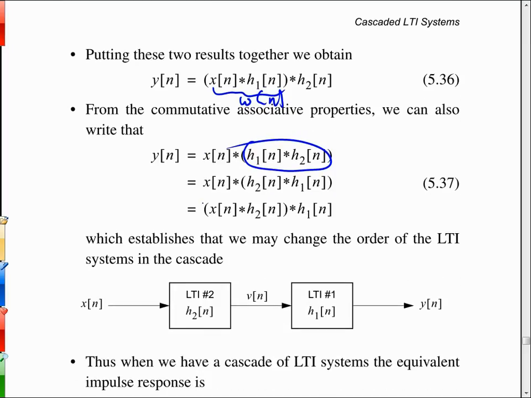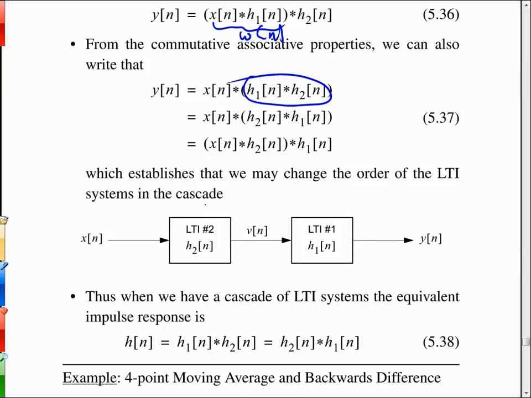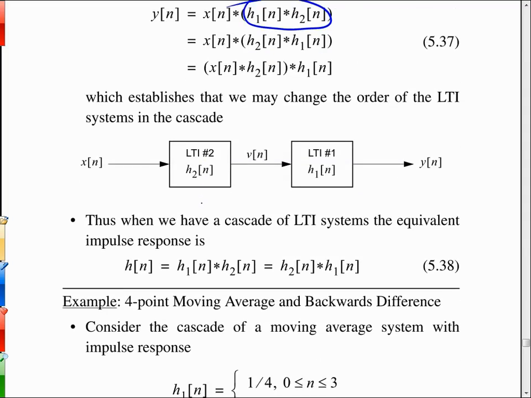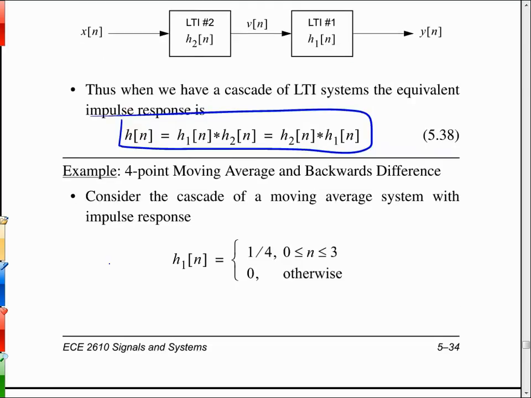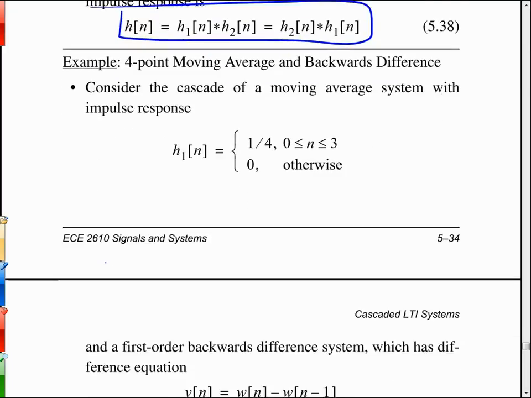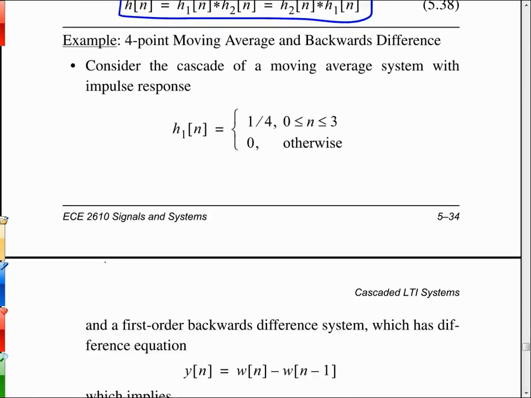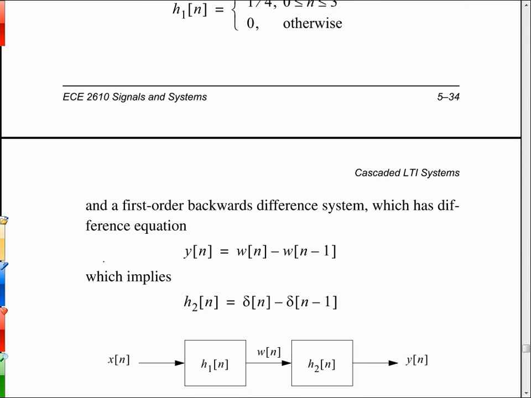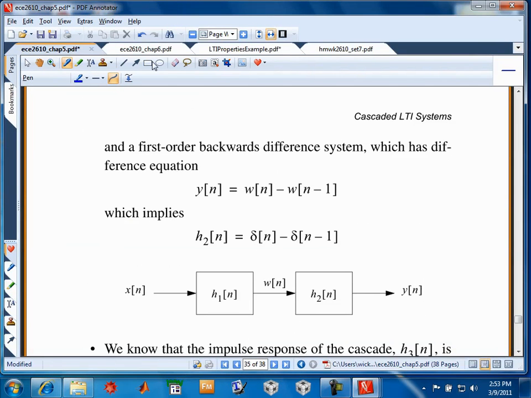And then because of the associative property, or the commutative property, we could change the order. We could put h2 first and h1 second. So the bottom line is when we have a cascade, the impulse response is a convolution of the individual impulse responses. So I have an example of that right here in the notes that's all worked out, and then this was the second example in the worksheet.